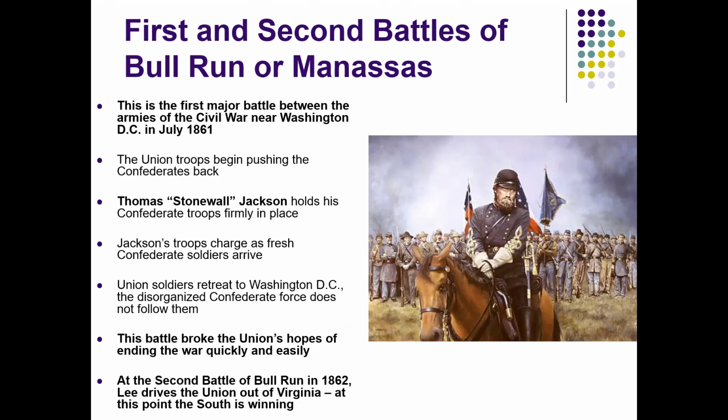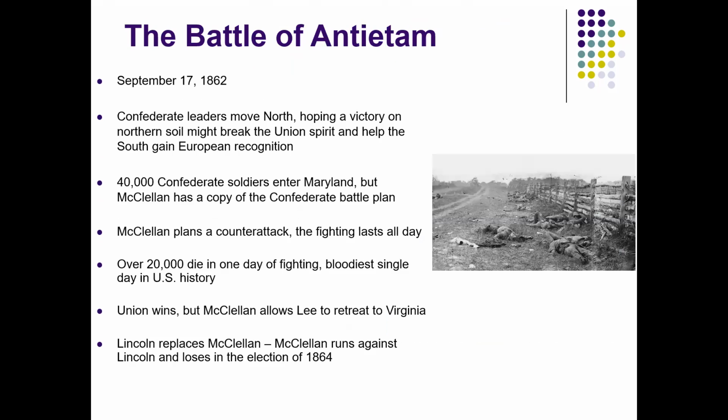Many thought that the North was going to win easily, so this first Battle of Bull Run ended the Union's hopes of winning the war quickly and easily. Some people thought that this war was going to be a matter of months instead of years, which it eventually turns out to be. Second Bull Run, 1862, a similar result. Lee and the Confederacy drive the Union out of Virginia. Two major battles, both won by the South, and that was kind of the theme of the beginning of the Civil War.